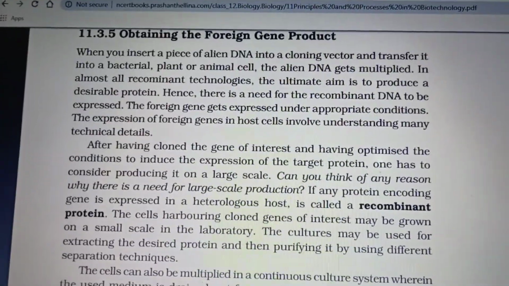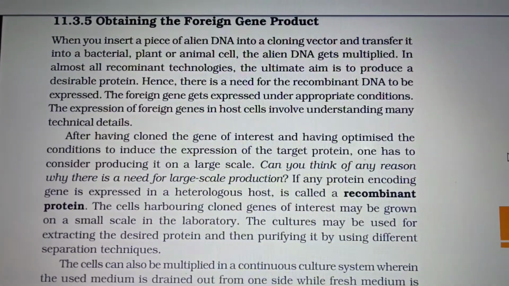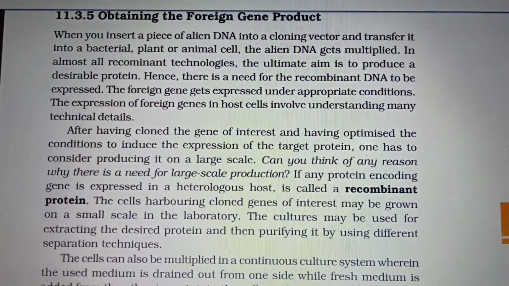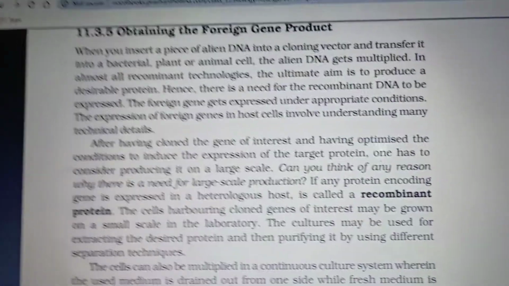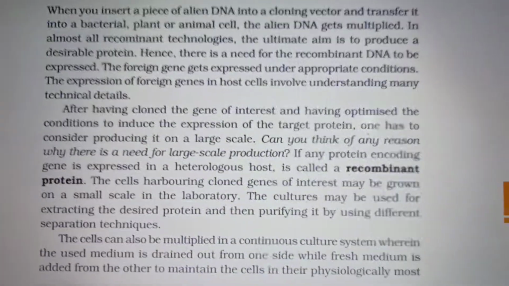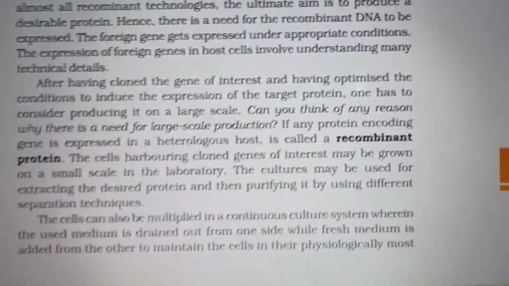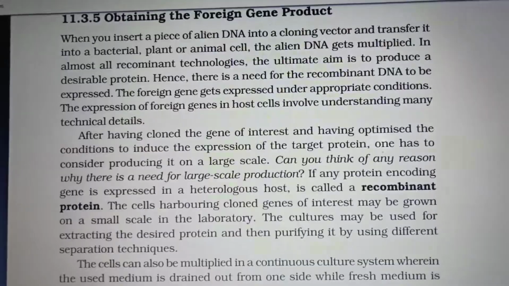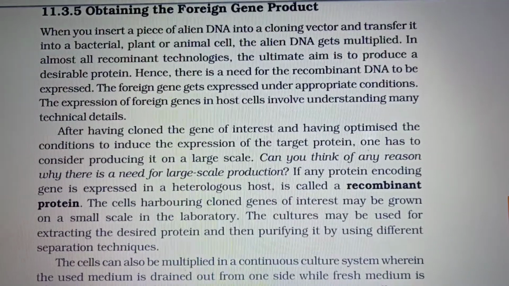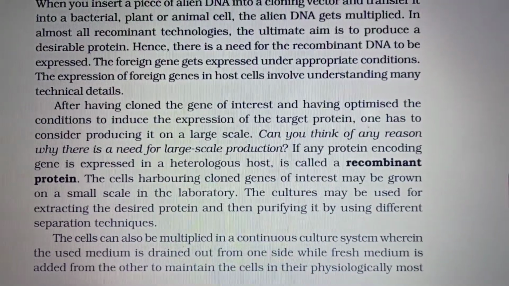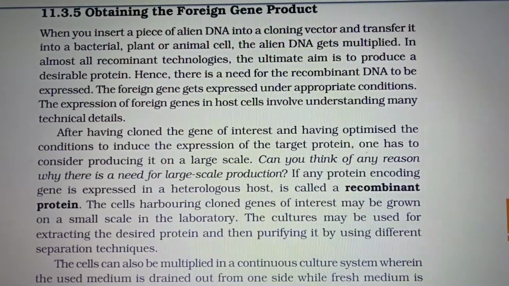If any protein encoding gene is expressed in a heterologous host, see, a heterologous host is basically a host that will not have that particular gene, but that gene can be introduced into the host. The desired gene responsible for a particular protein can be introduced into the host through a cloning vector. That is what a heterologous host is. The gene will not be produced naturally inside the host body, but it can be introduced into the host through a cloning vector. So that is the recombinant protein.